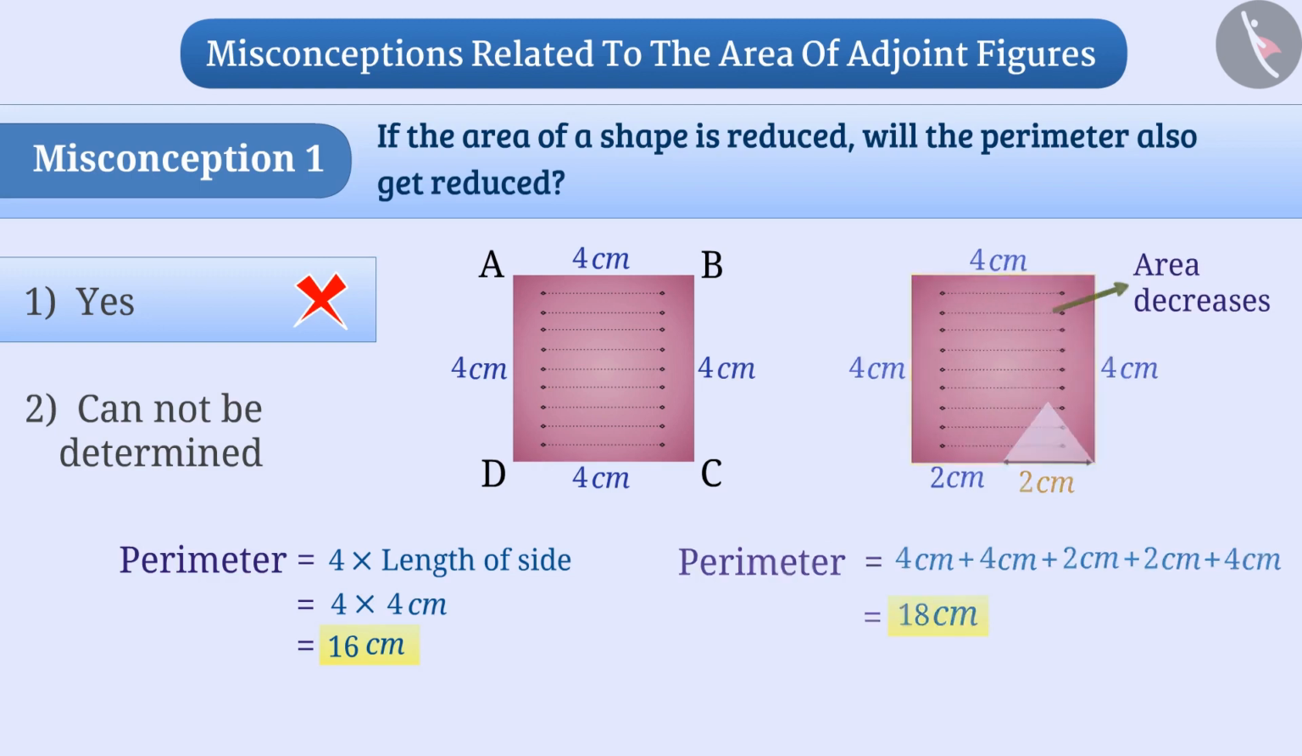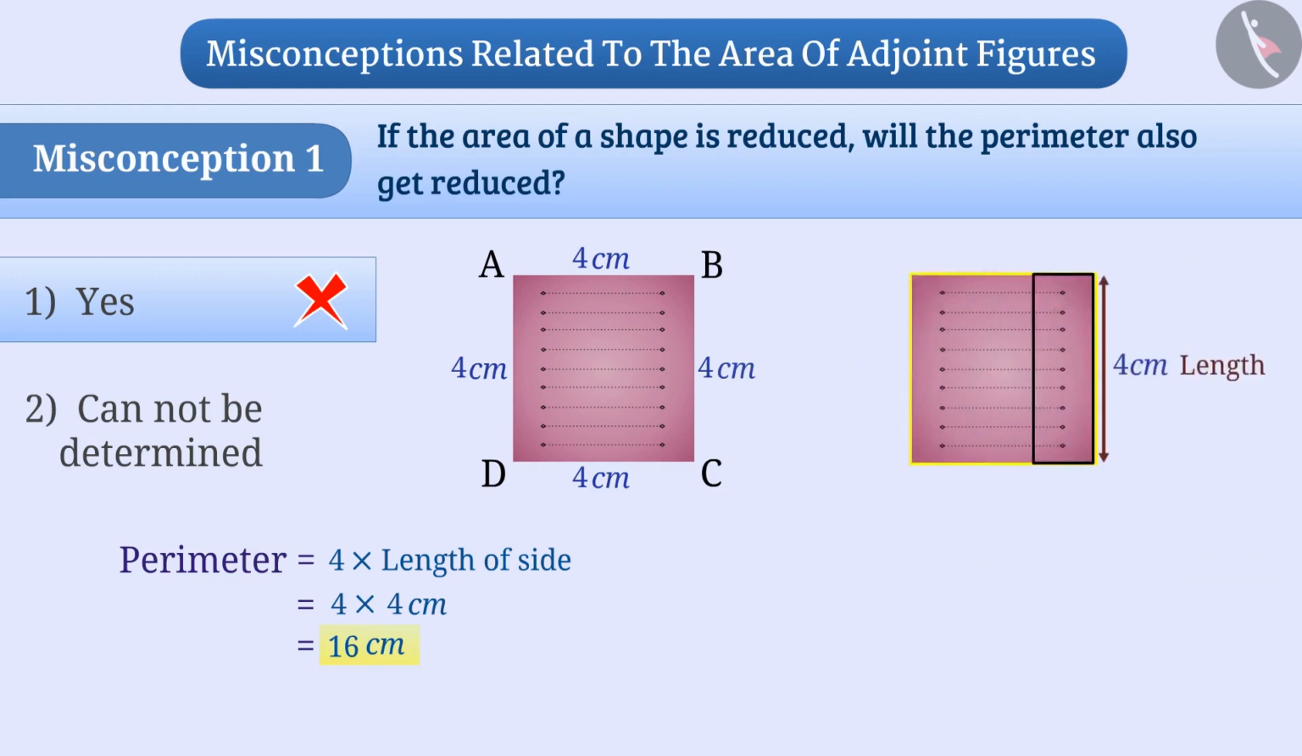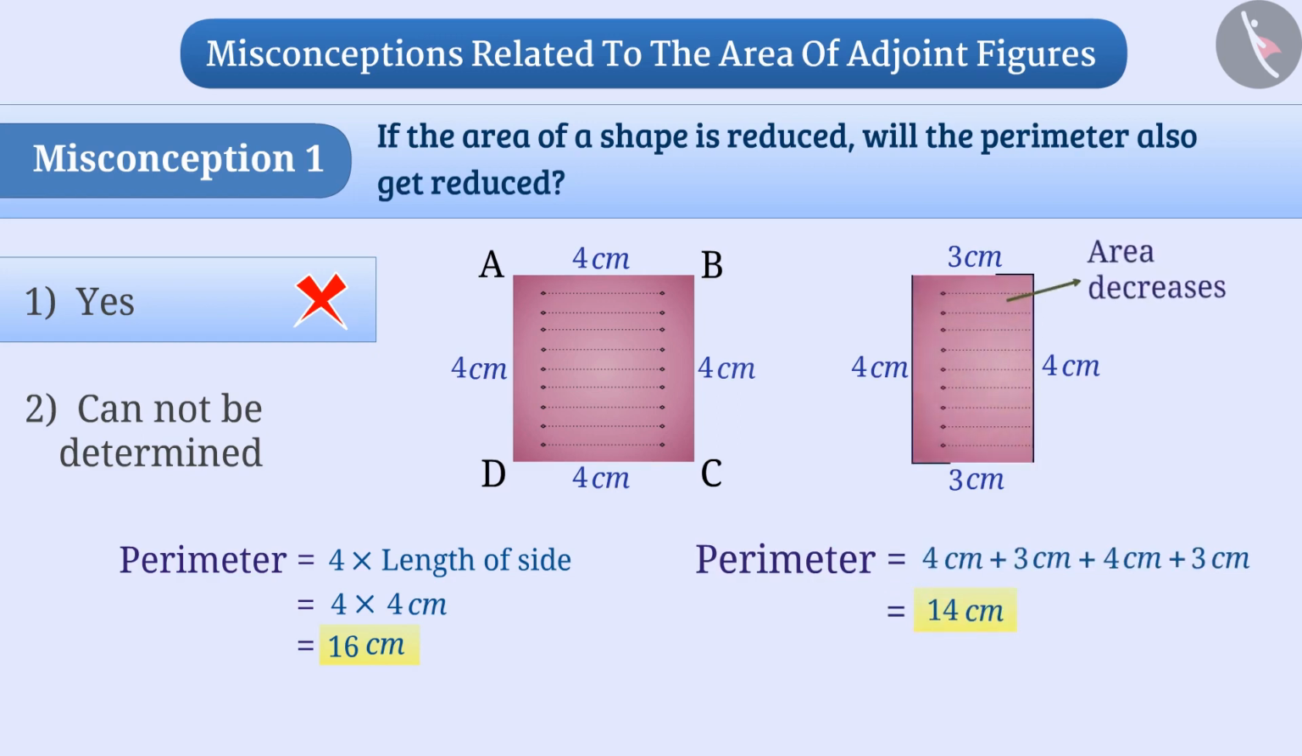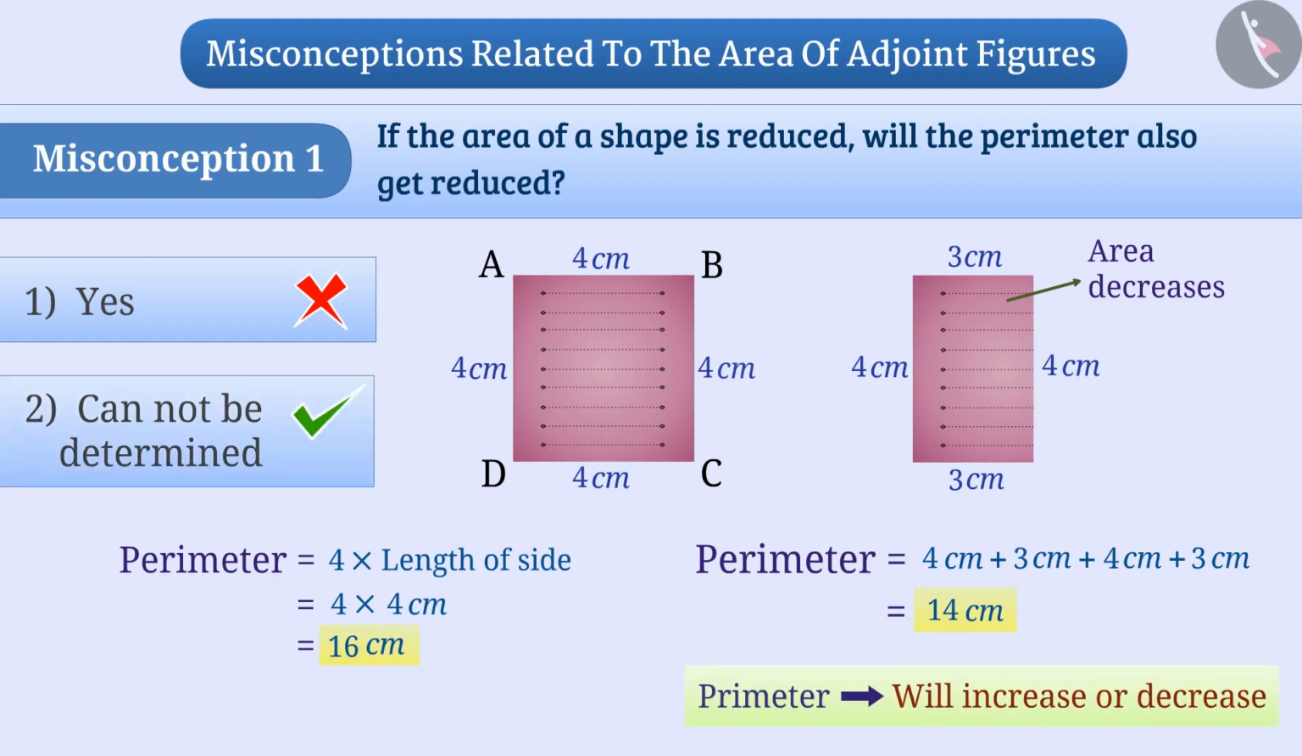Now suppose we remove a rectangle of length 4 cm and width 1 cm from square of side 4 cm. Then the area will get reduced in this case also, but now the perimeter of this shape will be 14 cm. Now in this case, the perimeter is reduced by reducing the area. Considering all these situations, if the area of any shape is reduced, then we cannot tell whether the perimeter will increase or decrease. Hence, option 2 is the correct answer.